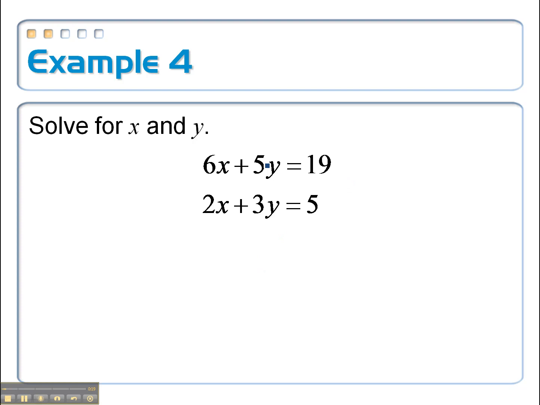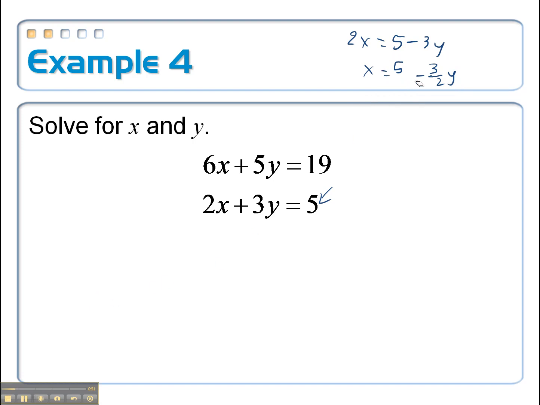It's because if you were to pick either one of these equations, let's say we pick the second one down here, and solve it for x, we'd have 2x equals 5 minus 3y, and then we'd divide both sides by 2, and then I'd have 5 halves minus 3 halves of y, and then you'd have to take that and substitute it into the other equation. And I don't know about you, but I wouldn't want to do that. That seems kind of messy.